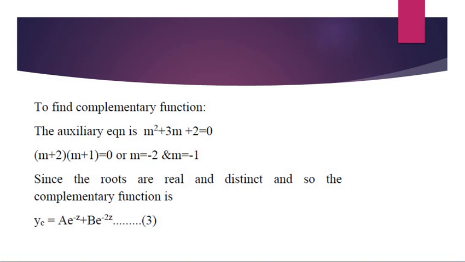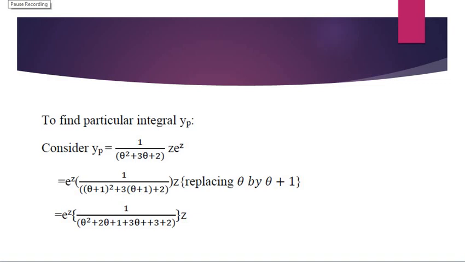Since the roots are real and distinct, the corresponding complementary function is y is equal to a e power m1 z plus b e power m2 z, that is a e power minus z plus b e power minus 2z. This is equation 3. Now we have to find the particular integral yp. So we know that yp is always written as 1 by phi of theta into f of z. Therefore I consider yp is equal to 1 by phi of theta, where phi of theta is theta squared plus 3 theta plus 2 and f of z is z e power z.